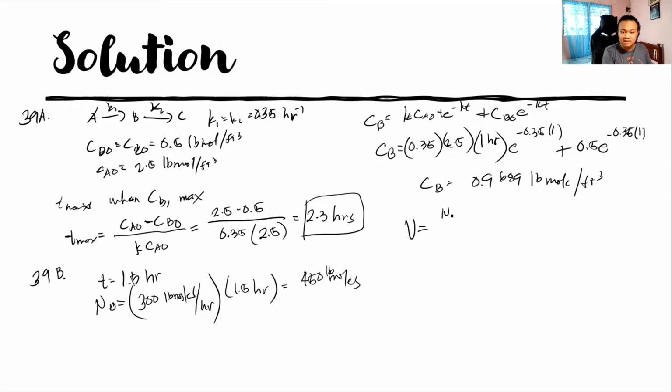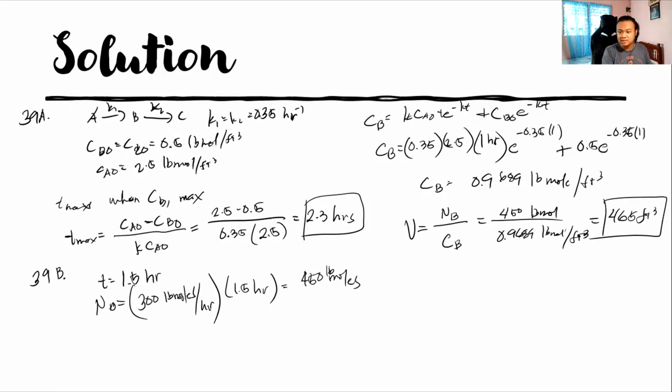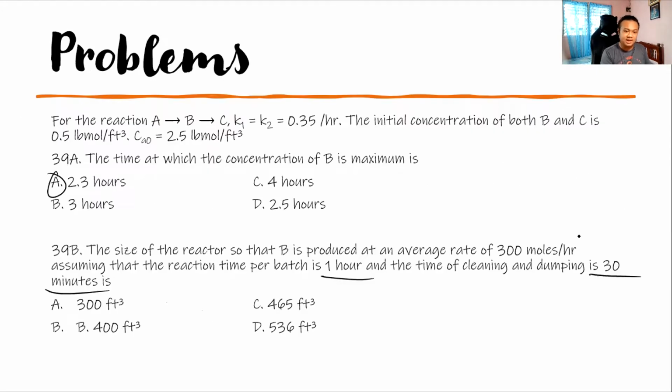So we have to find now the volume of the reactor. That's just dividing the number of moles by its concentration. We will have 450 pound mole over 0.9689 pound mole per cubic feet. Then we'll find 465 cubic feet. Ako na siyang gi-round up. Okay.